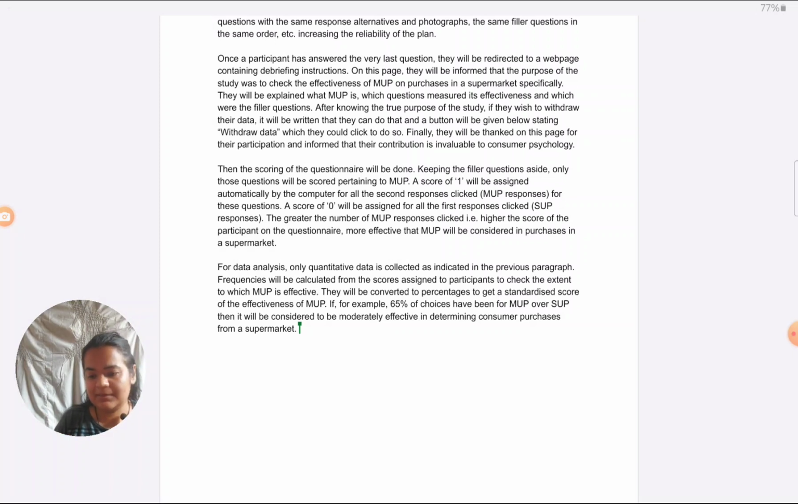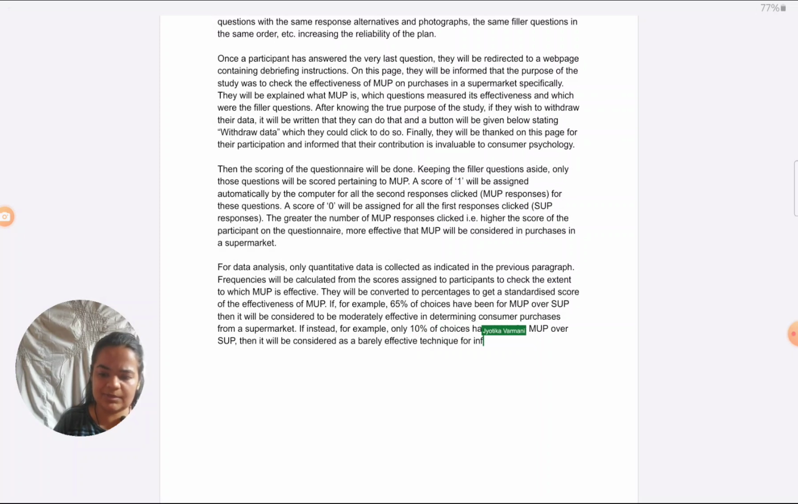If instead, for example, only say 10% of choices have been for MUP over SUP, then it will be considered as a barely effective technique for influencing consumer choices.